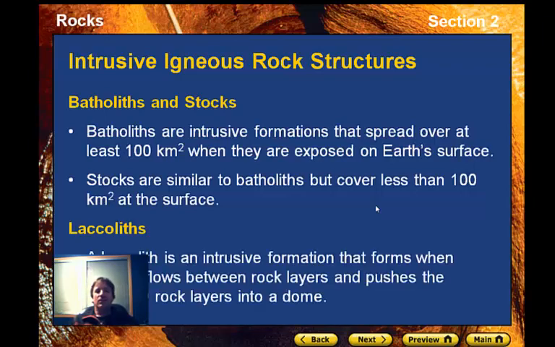Okay, laccolith is when we have a formation of layers of rock, all these layers form, and then the lava squeezes in between, and as it squeezes in between layers, it actually pushes up the rock layers and makes a dome.